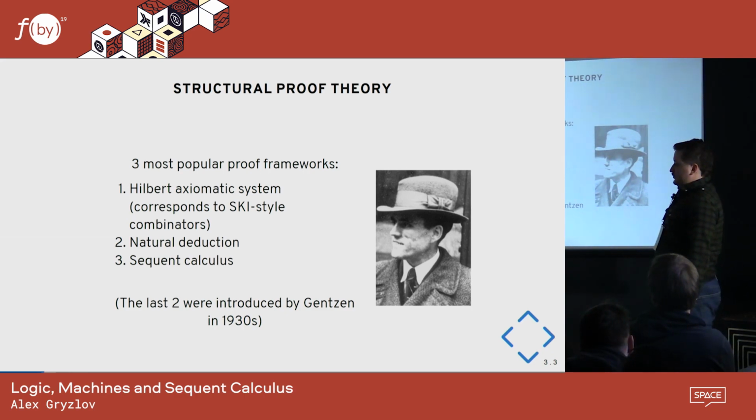And it's kind of impossible to do. It's very verbose. It's very hard to actually figure out any proofs or write any programs in this style. So usually people use one of these two systems, like the second or the third. They were both introduced by this guy, Gerhard Gentzen, in the 30s, and they're called natural deduction and sequent calculus.